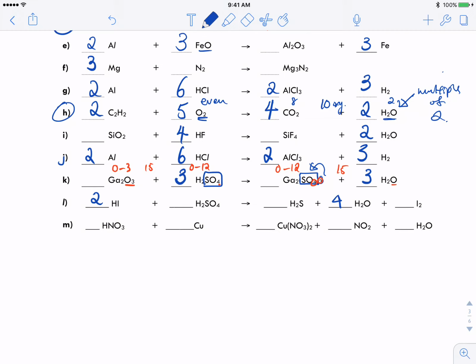Now, there are two ways for me to change the number of hydrogen on the left hand side. I can either increase this HI or I can increase my H2SO4. Which one do you think is easier to increase?